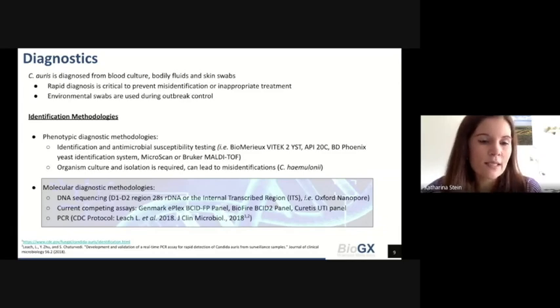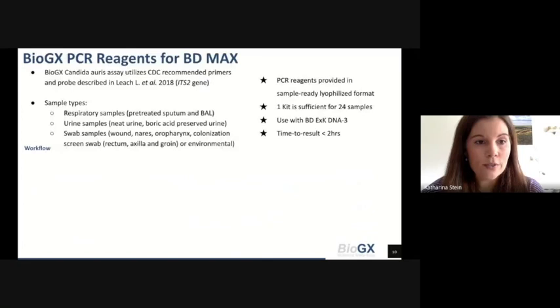There are some competing assays on the market. There are microarrays. For example, GenMark has a panel that targets Candida auris. There's one from BioFire and also a UTI panel from Curetis as well. And then going back to the real-time PCR, the CDC has a published protocol online that makes use of primers and probes that were designed by or published by Leach et al. in 2018. And that brings us to our BioGX Candida auris assay for the BD MAX. It also utilizes the CDC recommended primers and probe described in that paper, and it targets the ITS2 gene.